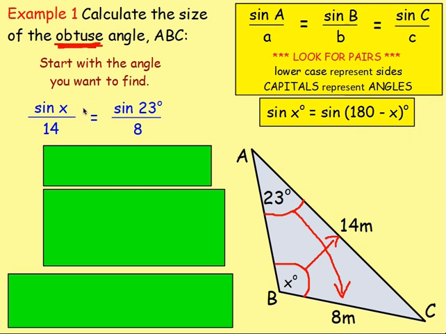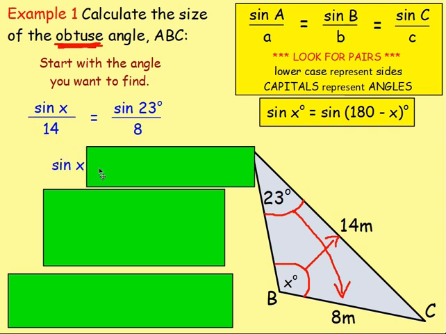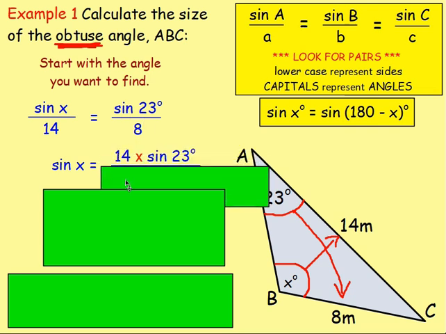Good. We want to get sine x just on its own, so we're getting rid of the divide by 14. To do that, multiply the left-hand side by 14. That will cancel out divide by 14, leaving you with sine x. But the other side, we want to times that by 14. Because you're multiplying, put the 14 on the top, but put it in front of the 23. Don't do sine 23 times 14, otherwise the calculator might do 23 times 14 and take the sine of that, which we don't want. We just want 14 times by whatever sine 23 is. So 14 times by sine 23, and then you divide that by 8.